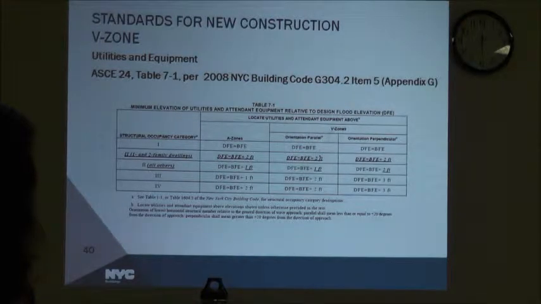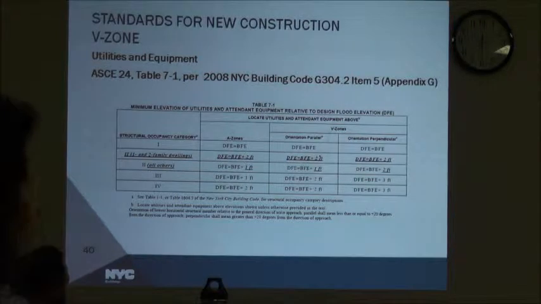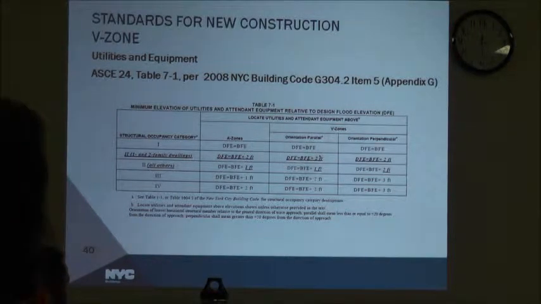Here's the design. There are all these different tables for determining the design flood elevation based on what you're looking for. For utilities, it's table 7-1. For lowest floor, it's 2-1. For horizontal structural member, it's 4-1.